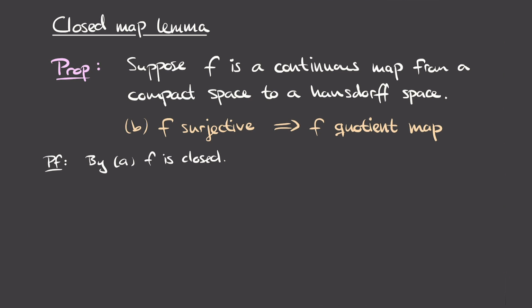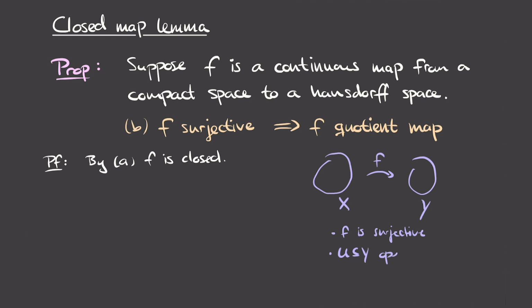As a reminder, I'll briefly explain again what it means to be a quotient map. If we have some space X and another space Y, and a continuous map going between them, then this continuous map is a quotient map if, first, f is surjective, and second, a subset of Y is open in Y if and only if its preimage is open in X. So some subset U of Y is open if and only if its preimage, f inverse of U, is open in X.